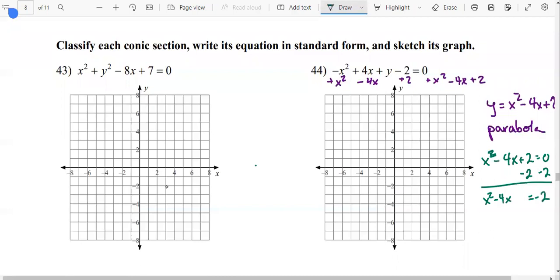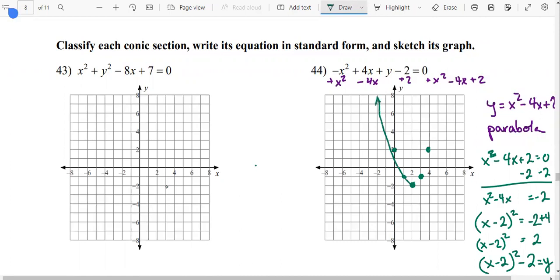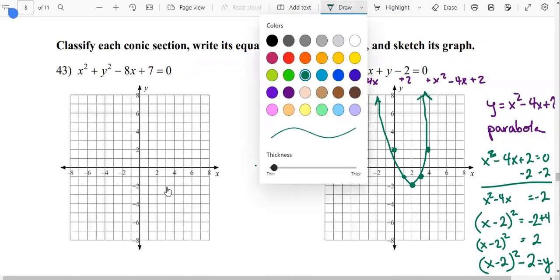Move the 2 to the other side. I'm going to split this up. What's half of -4? It's -2. And then -2 squared is 4. So I have to add 4 to this side. -2 equals x minus 2 squared. Subtract 2 from both sides. X minus 2 squared minus 2 equals 0, or y. So right 2, down 2. That's the vertex of my parabola here, and it opens upwards. It's going to look something like that. Okay, just want to do that one real quick. Ooh, that was a bad line.